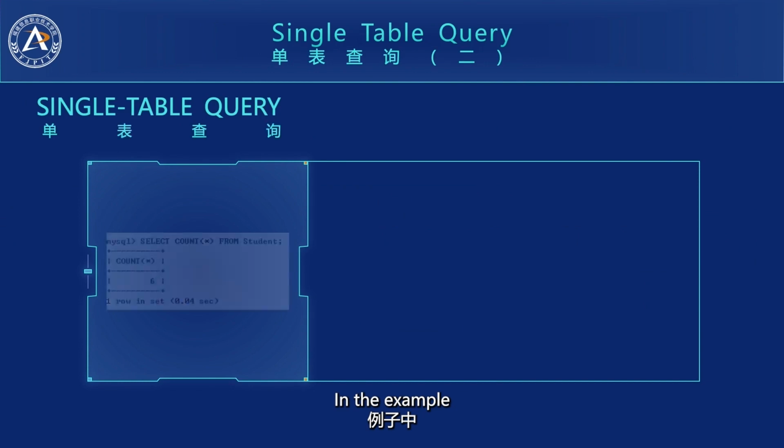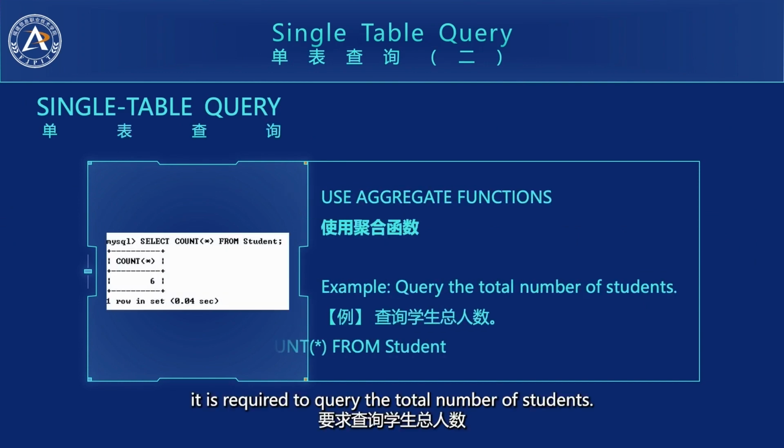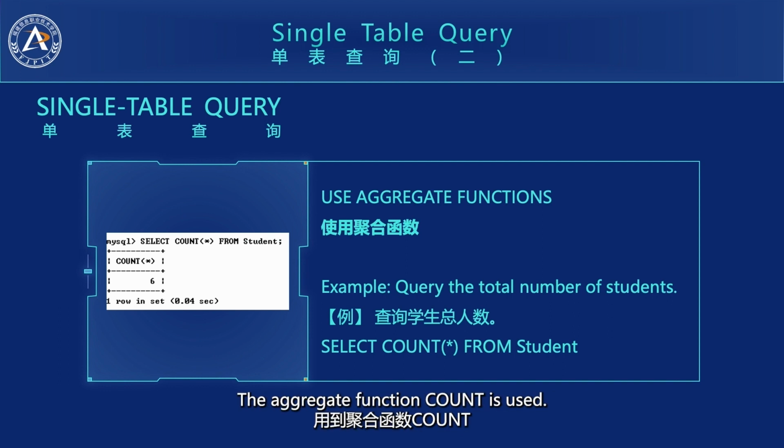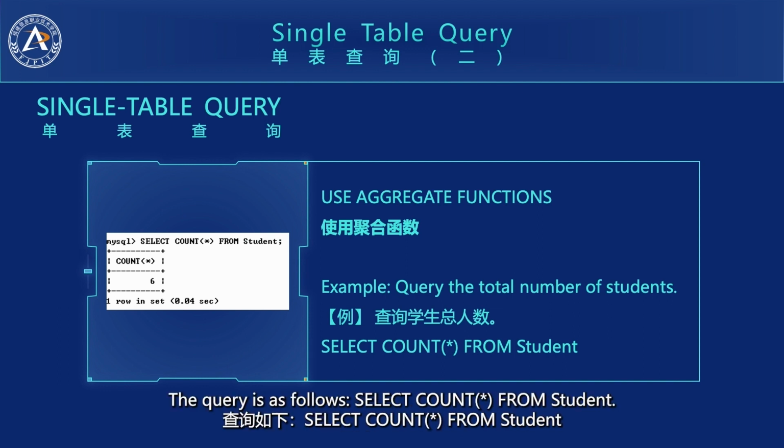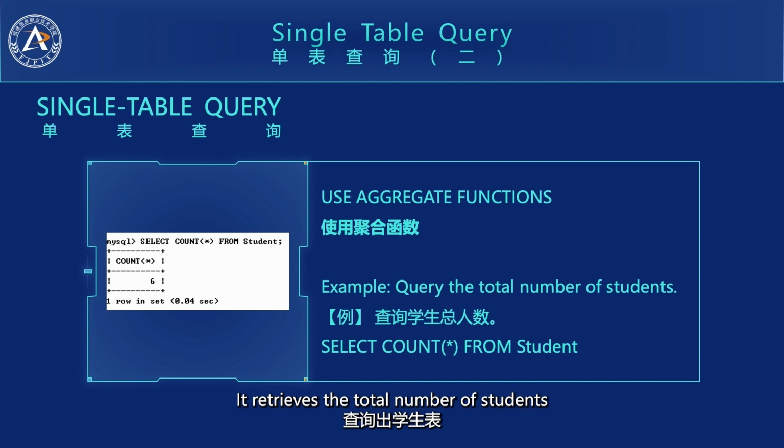In the example, it is required to query the total number of students. The aggregate function count is used. The query is as follows: select count asterisk from student. It retrieves the total number of students in the student table, which is 6.